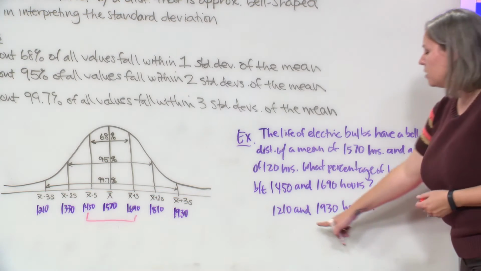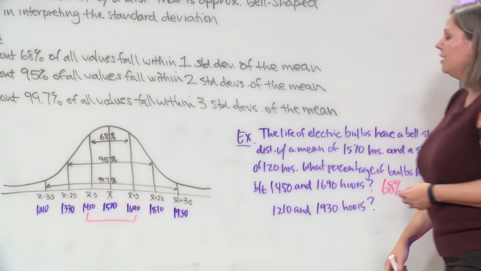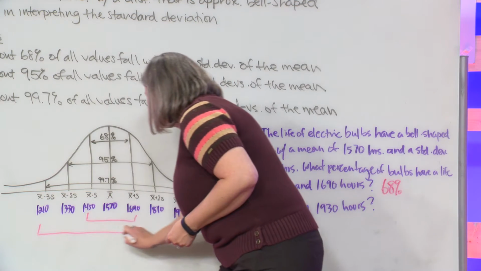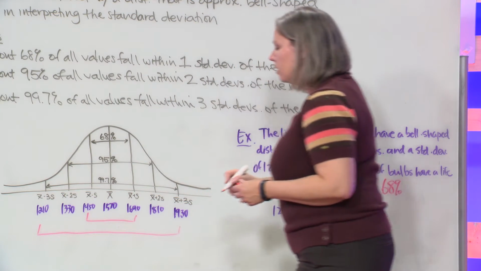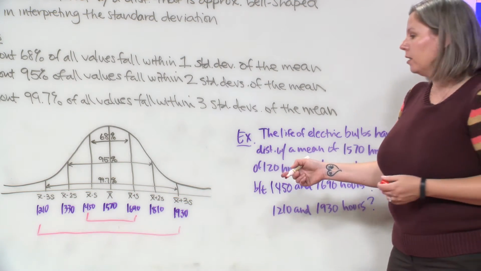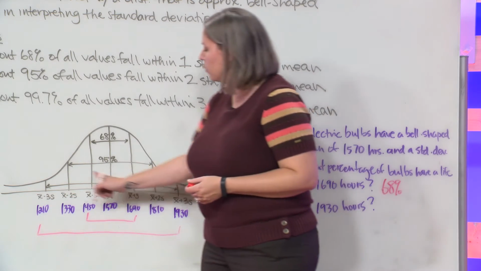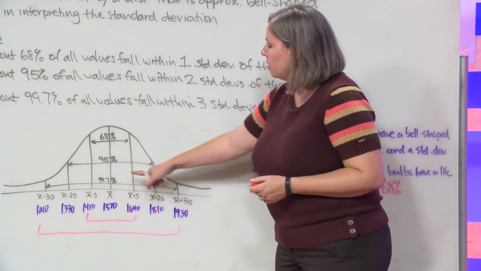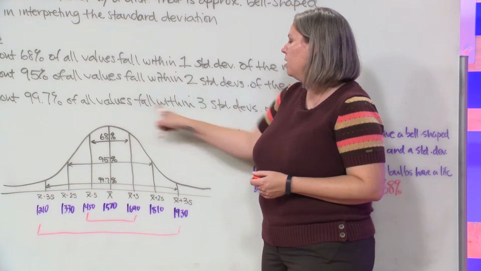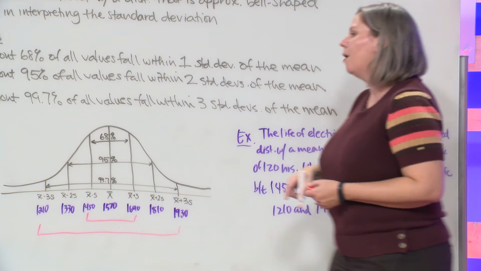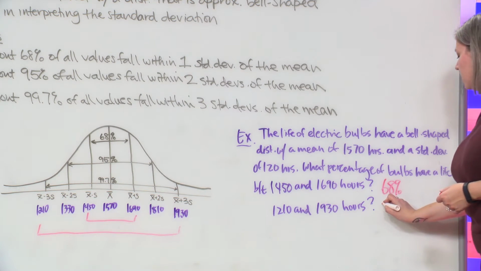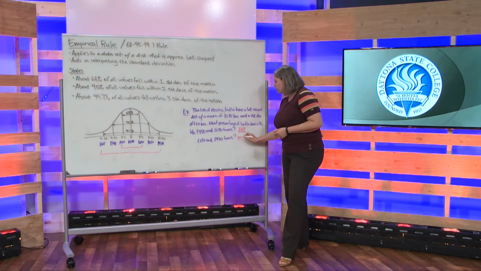Similarly, let me look at the next one. My values are 1210 and 1930. So here's 1210, here's 1930, and again, in either case, I can tell I am 3 standard deviations from the mean in both directions. And so either from the picture or from this statement, within 3 standard deviations, about 99.7% of all values fall. So my answer for the second one, 99.7%.